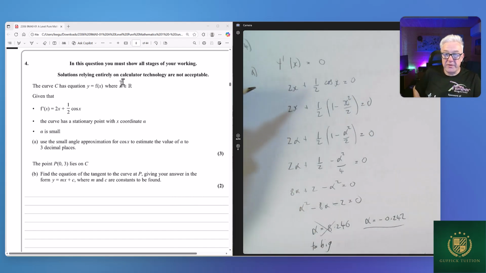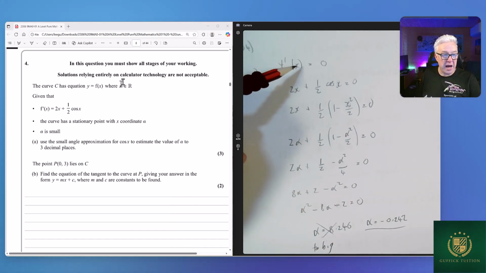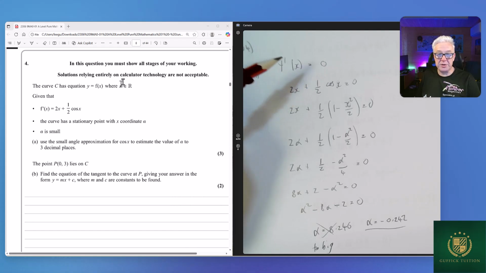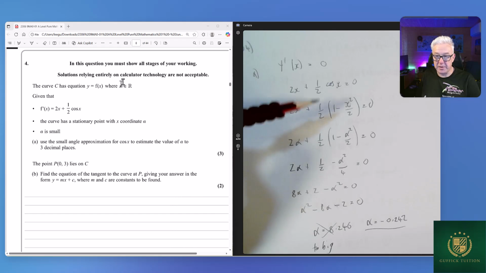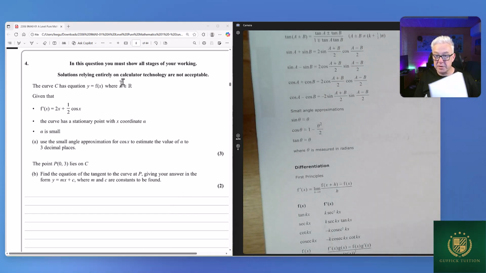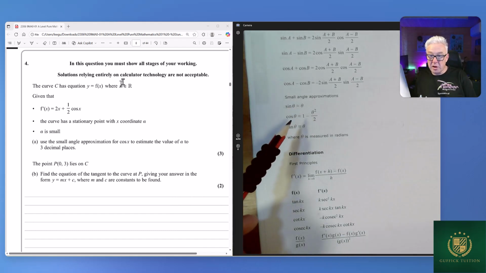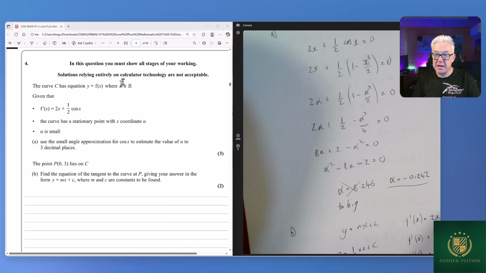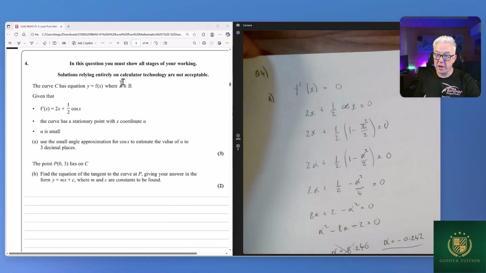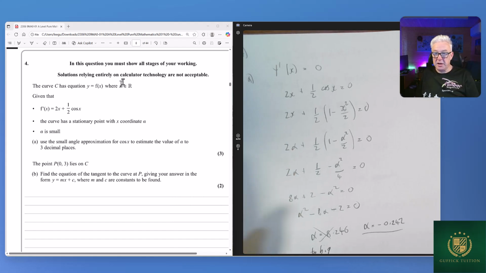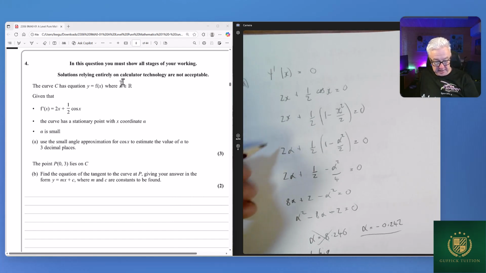Use the small angle approximation for cos x to estimate the value of alpha to 3 decimal places. Okay, so we've got our expression for f dashed of x, and we know that there's a stationary point. So that means that f dashed of x is going to equal 0. So we can put f dashed of x equal to 0 as our first step. Now in the formula booklet, the good thing is we're given the small angle approximations. You can see that cos theta is 1 minus theta squared over 2. So in this case, our cos x is going to be replaced by 1 minus x squared over 2. So that's fine. So now let's put in when x is equal to alpha.